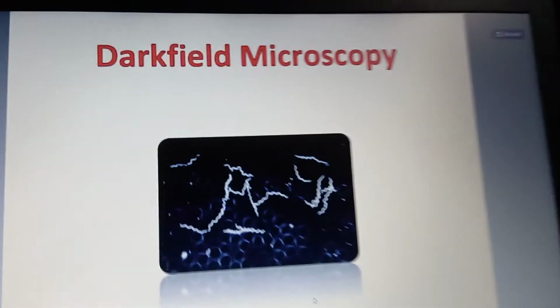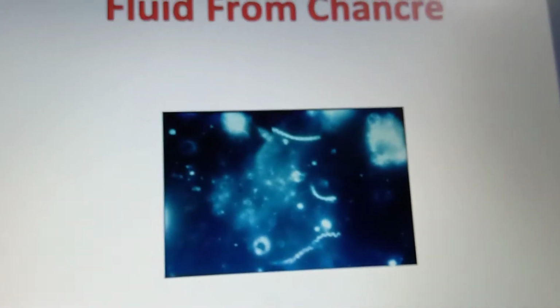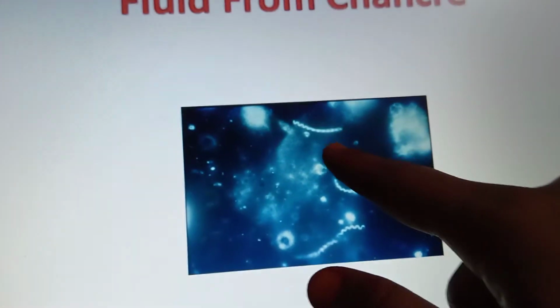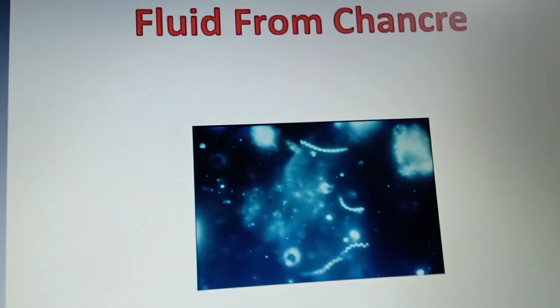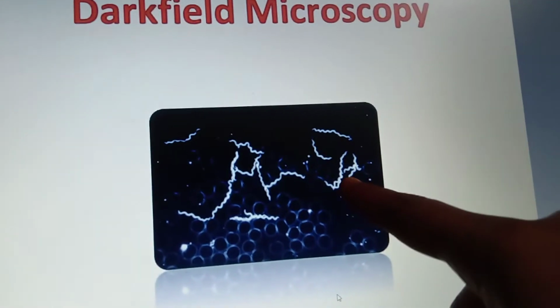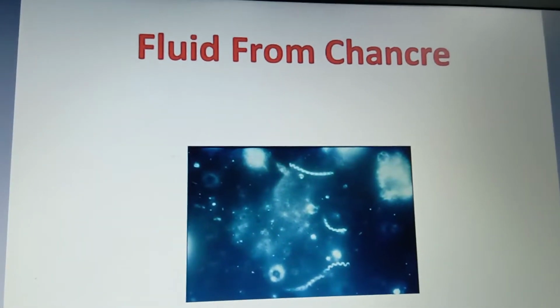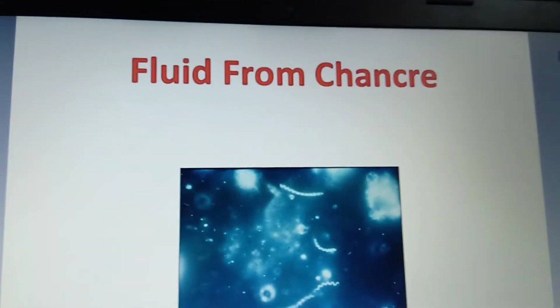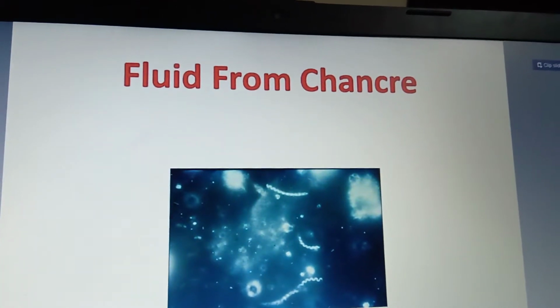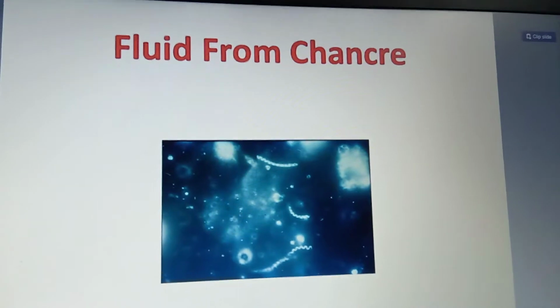Under dark field means it is a microscopic structure only. Here you are seeing these Treponema pallidum structures under a dark field microscope. It looks like this, and this is the fluid from chancre, which is nothing but from the genital ulcers. Syphilis occurs over the genital area, so they collect that fluid, and it looks like this.